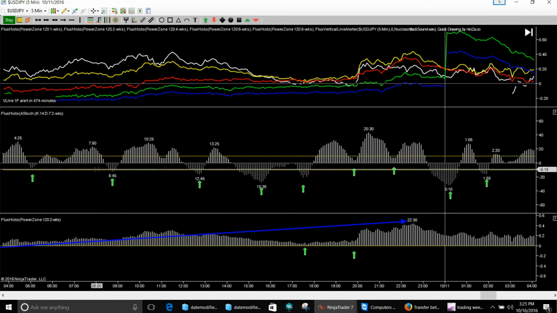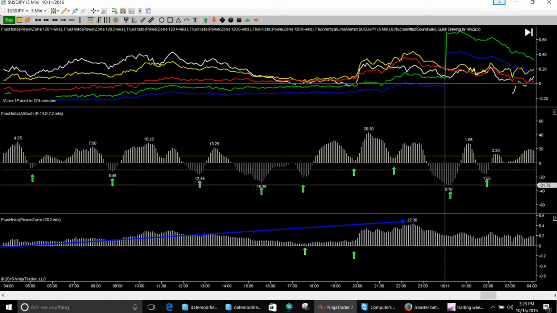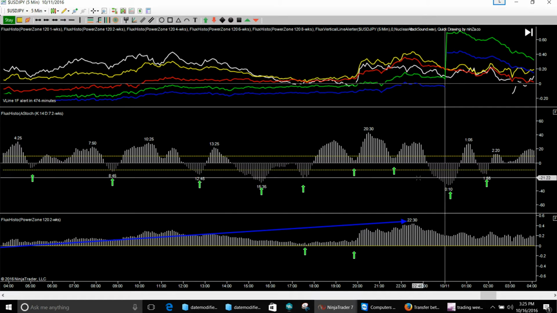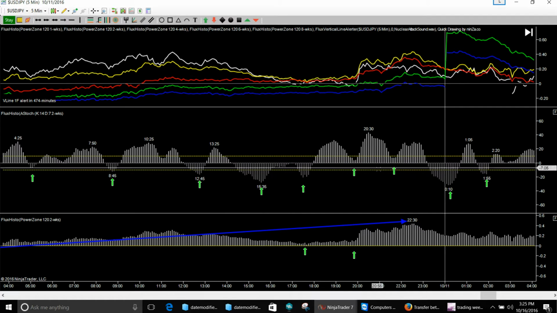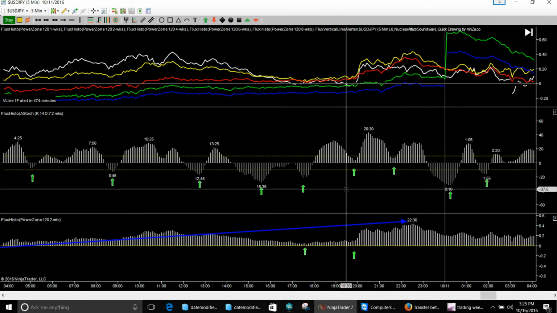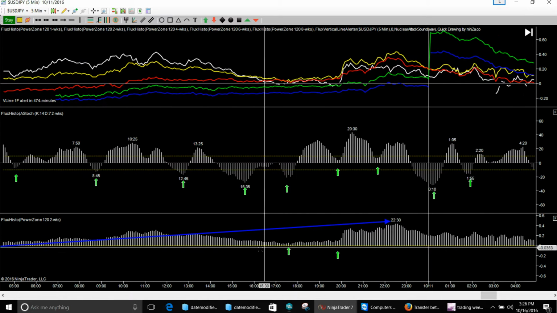Any buy signal, if it's in an uptrend, we'll be taking them here. Any kind of pullback, if it's in an uptrend, I'll be taking them here as well. All right, traders, so that's the one trade, dollar yen.